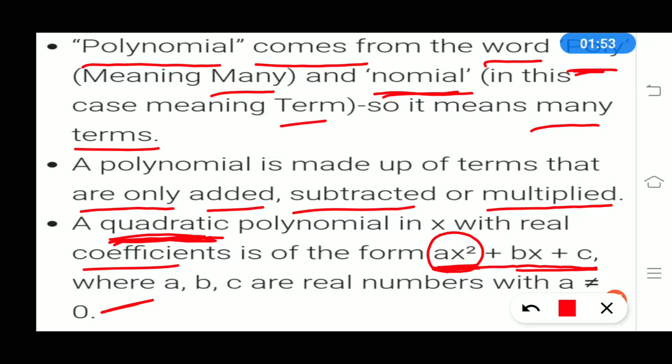Clear? So polynomial means many terms. A polynomial is made of terms that are only added, subtracted or multiplied. A quadratic polynomial in x with real coefficients is of the form ax square plus bx plus c, where a, b, c are constants and a not equals to 0. Clear?